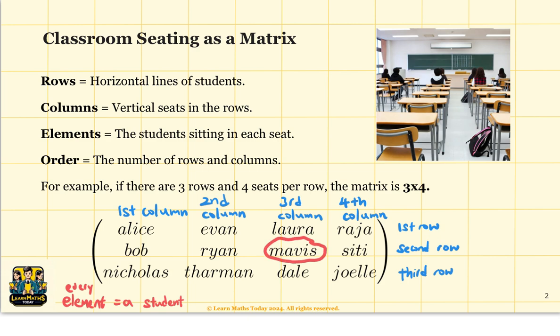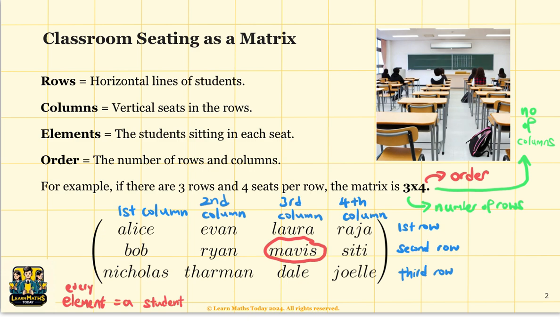Now let's talk about the order of the matrix. This simply tells us how many rows and how many columns there are. If there are 3 rows and 4 seats per row, the matrix is called a 3 by 4 matrix. The first number 3 is the number of rows, and the second number 4 is the number of columns. It's kind of like describing the size of a table. 3 rows of students and 4 students in a row give us a 3 by 4 matrix.